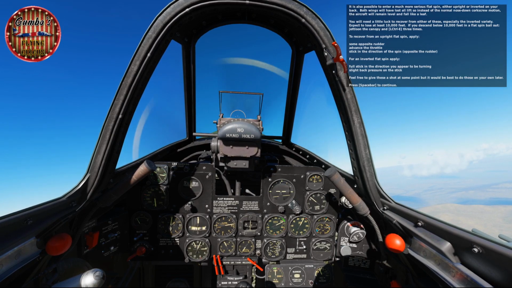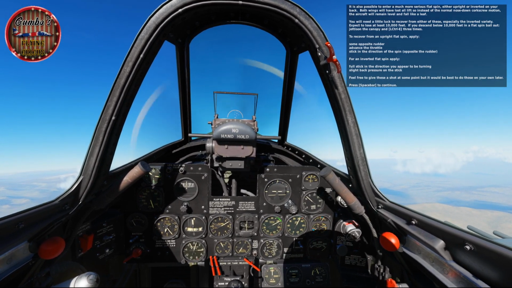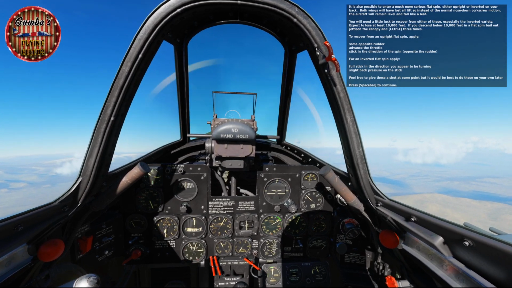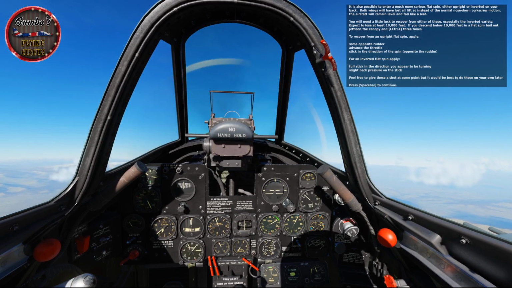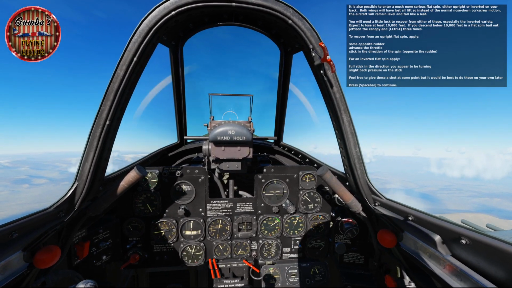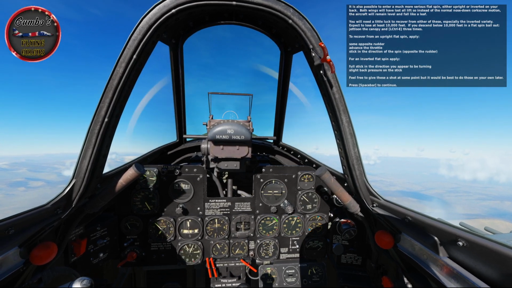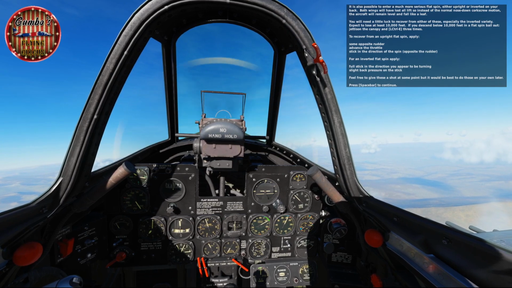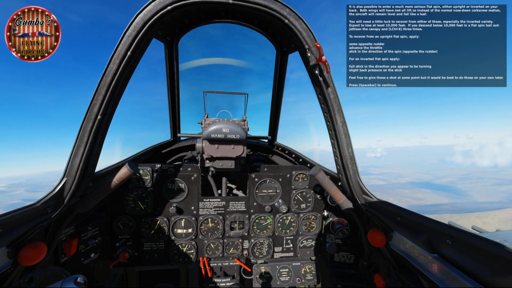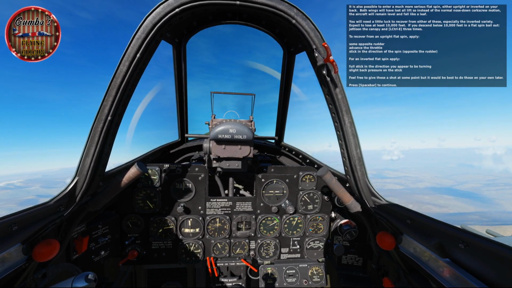It's also possible to enter a much more serious flat spin, either upright or inverted on your back. Both wings will have lost all lift, so instead of the normal nose-down corkscrew motion, the aircraft will remain level and fall like a leaf. You'll need a little luck to recover from either of these, especially the inverted variety. Expect to lose at least 10,000 feet. If you descend below 10,000 feet in a flat spin, bail out, jettison the canopy, and left control E 3 times.